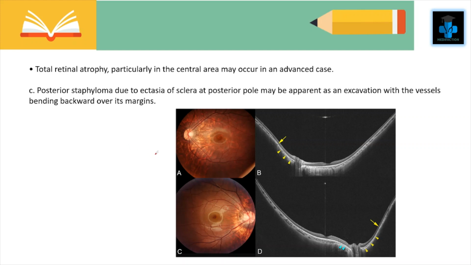Next, we have posterior staphyloma, due to ectasia of the sclera at the posterior pole, which may be apparent as an excavation with the vessels bending backward over its margin. Right here, we can appreciate this. This is posterior staphyloma.